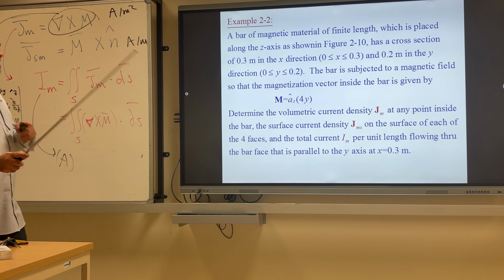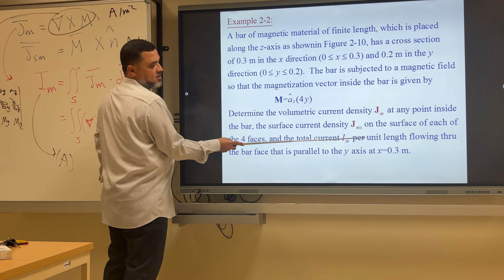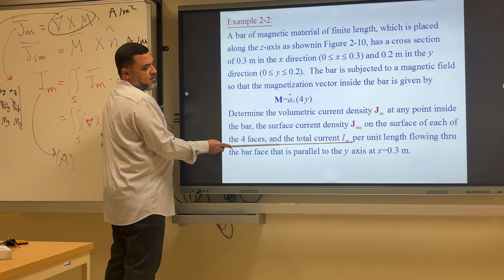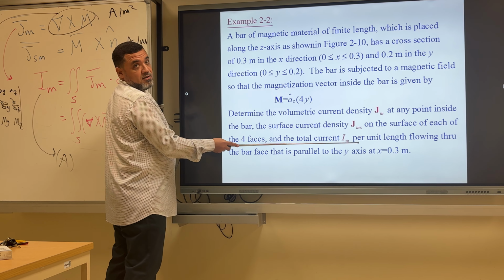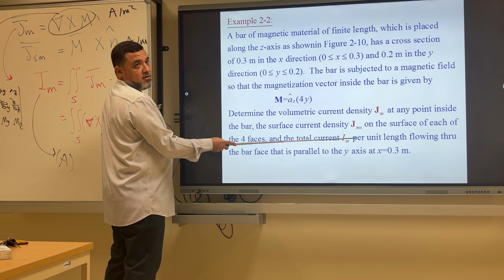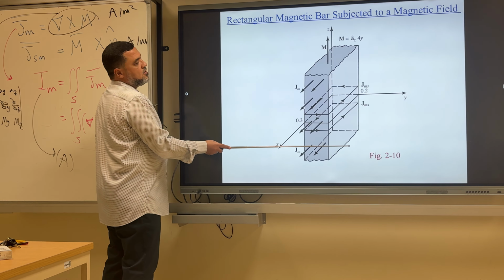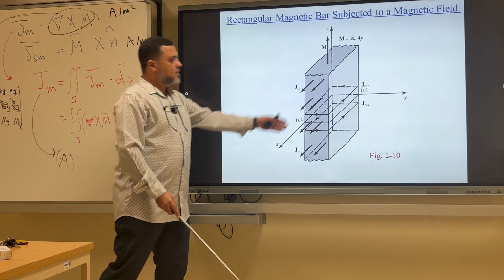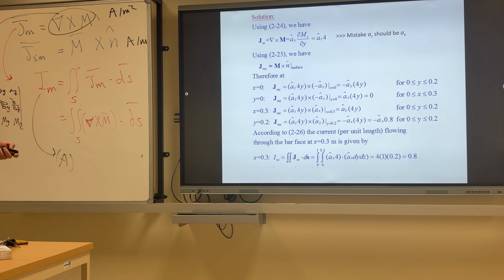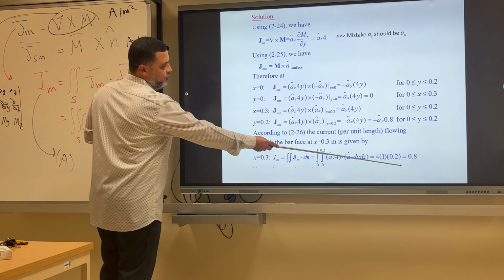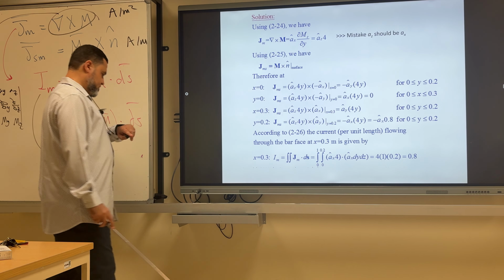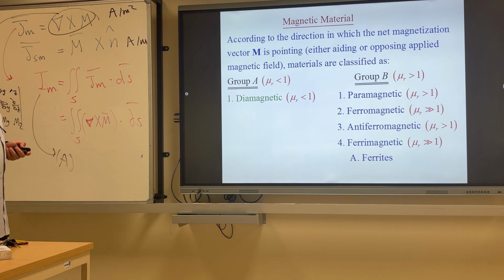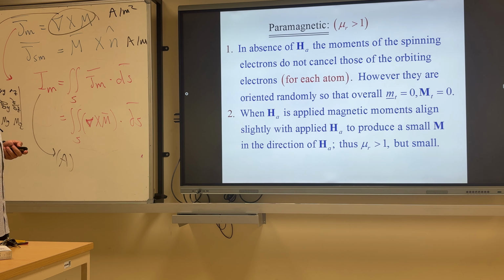It says per unit length. Per unit length means 1 meter. It says find the current per unit length. Unit length means per 1 meter along the axis. So we have like 1 meter length of the material. So the current will be 0.8, with the unit of, what should be the unit here? The unit of ampere.